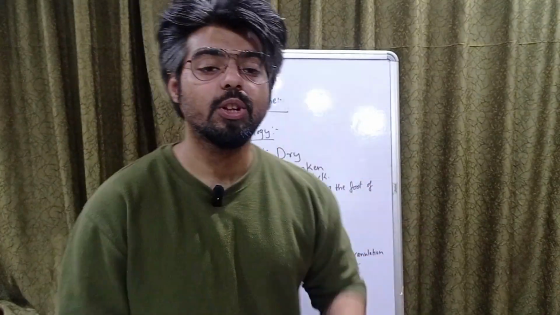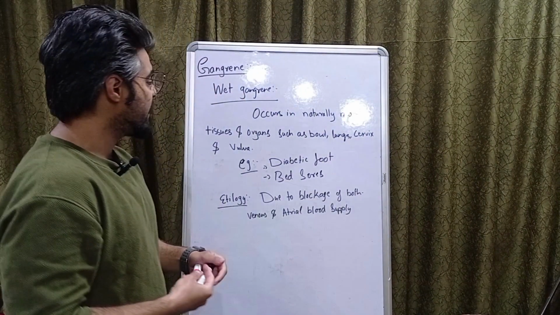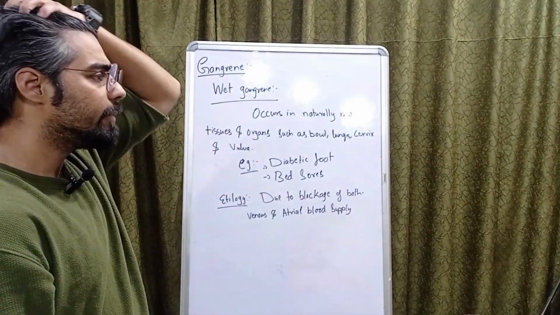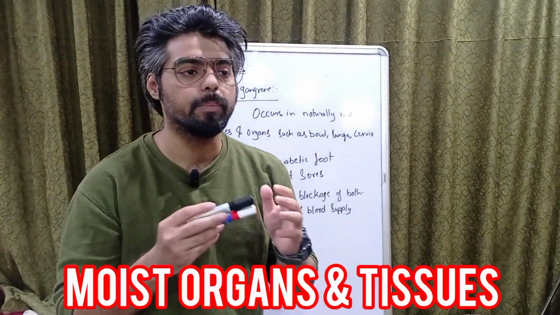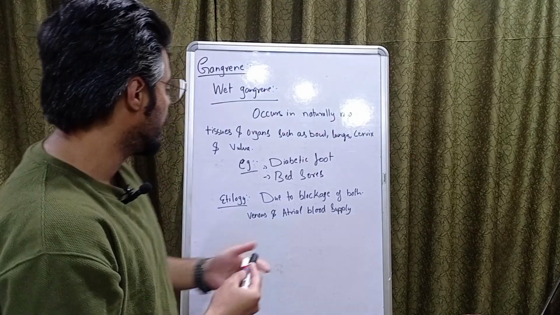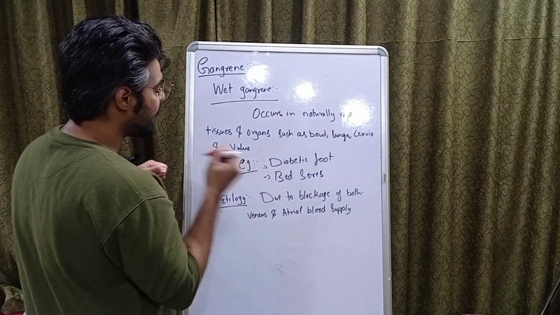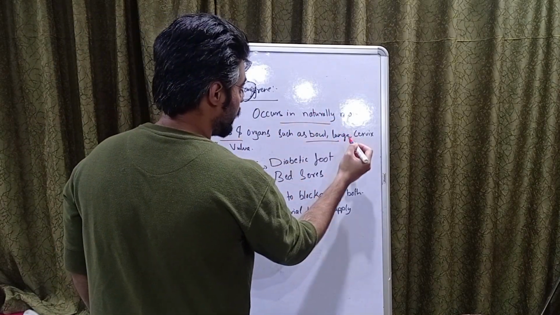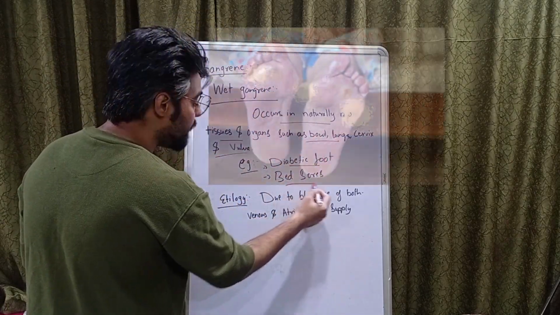Now let's go towards wet gangrene. So guys, proceeding towards the next type of gangrene, that is wet gangrene. Wet gangrene occurs in naturally moist organs or moist places, for example, the vagina, bowel, lungs, and cervix. So what is wet gangrene? It occurs in naturally moist tissues and organs such as bowel, lungs, cervix, and vulva. The best examples are diabetic foot and bed sores.